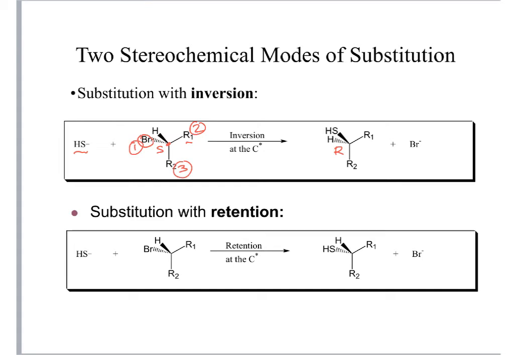The second possible outcome is retention of the absolute configuration at the stereogenic center. So again, starting with S configuration at the carbon in question, nucleophile thiolate displaces the leaving group bromide, and the absolute configuration is retained.